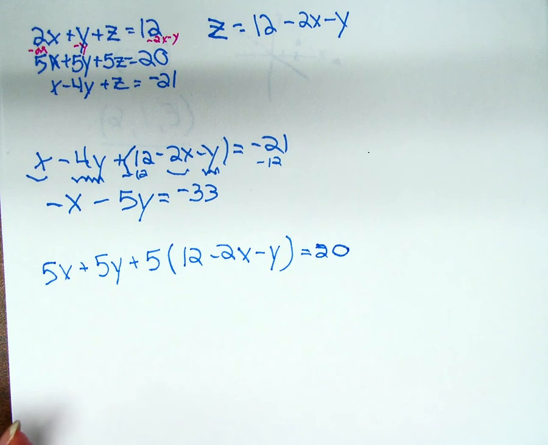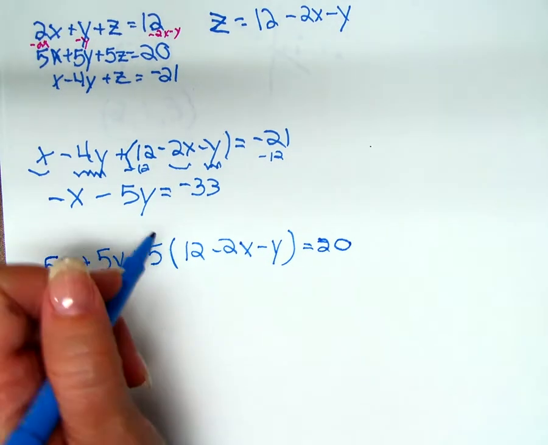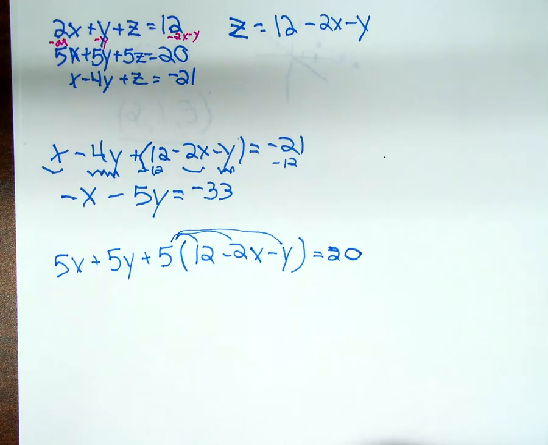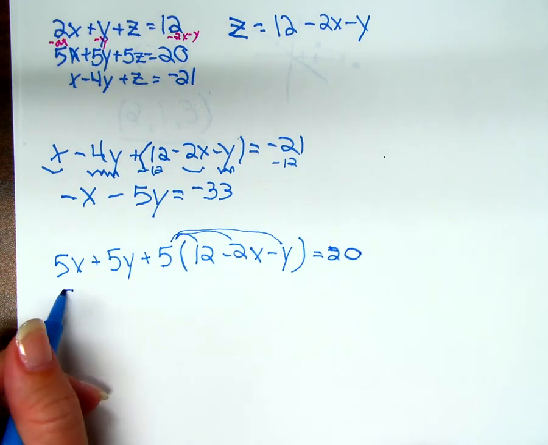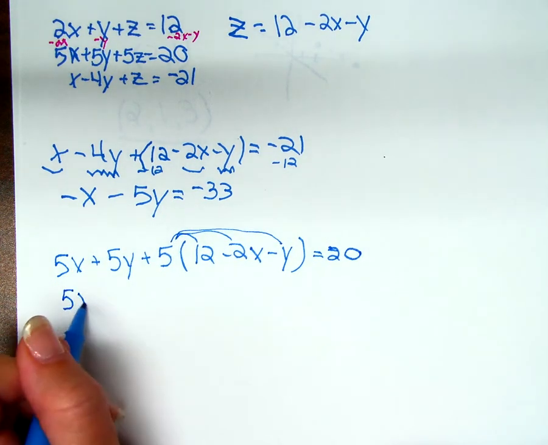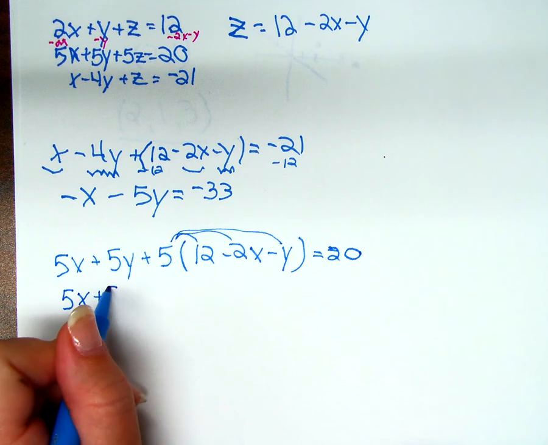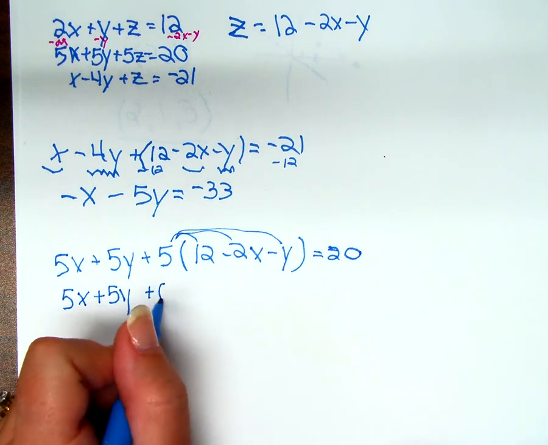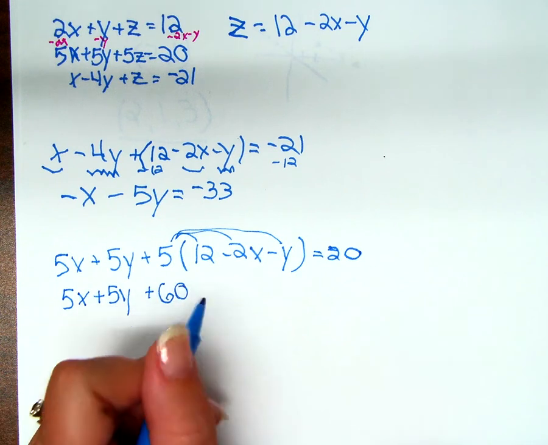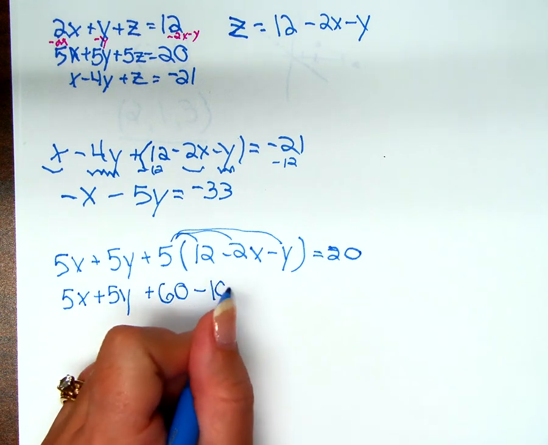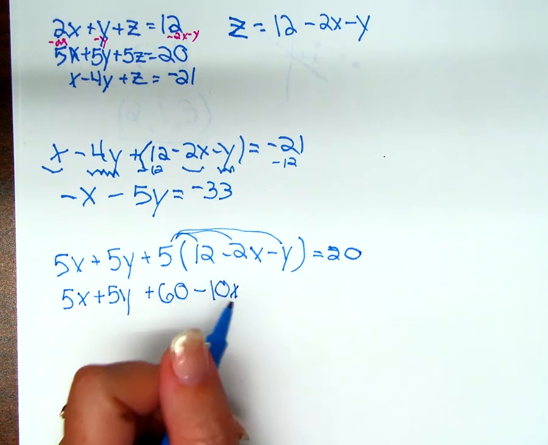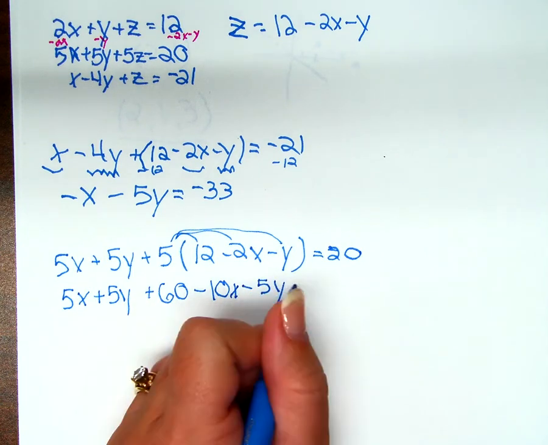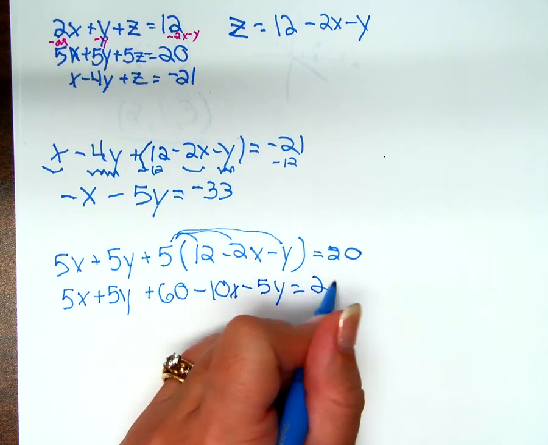What do I do first? Distribute. Good. Here, here, and here, right? 5x plus 5y plus 60 minus 10x minus 5y equals 20.